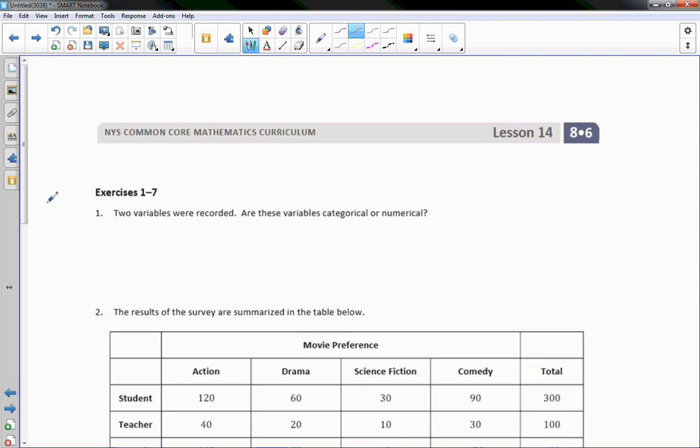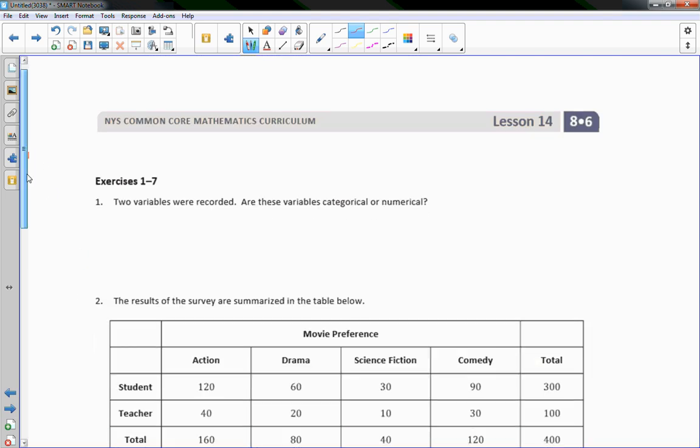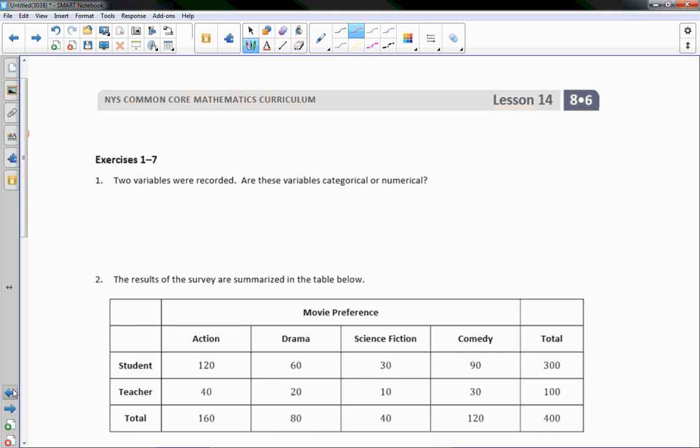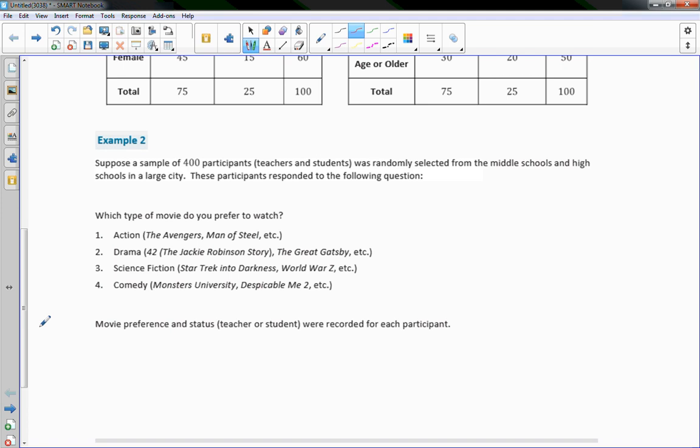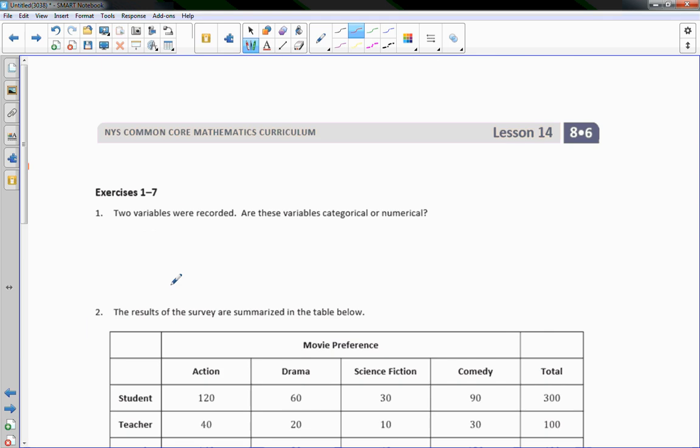Okay, and then 2 variables were recorded. Are these variables categorical or numerical? So what are the 2 categories we are recording here? For starters, who is being asked? It is teachers and students. And what are they being asked? Type of movie. When I answer the question of type of movie, I would say action, drama, science fiction, or comedy. Those are all categories of movies. If I am asking if someone is a teacher or a student, that is a category. It's not a number. So the 2 variables being recorded are categorical.